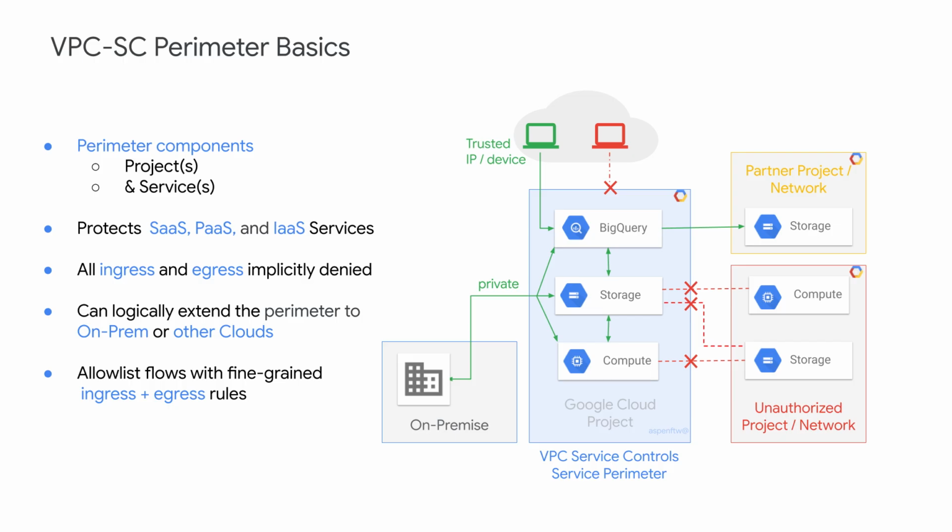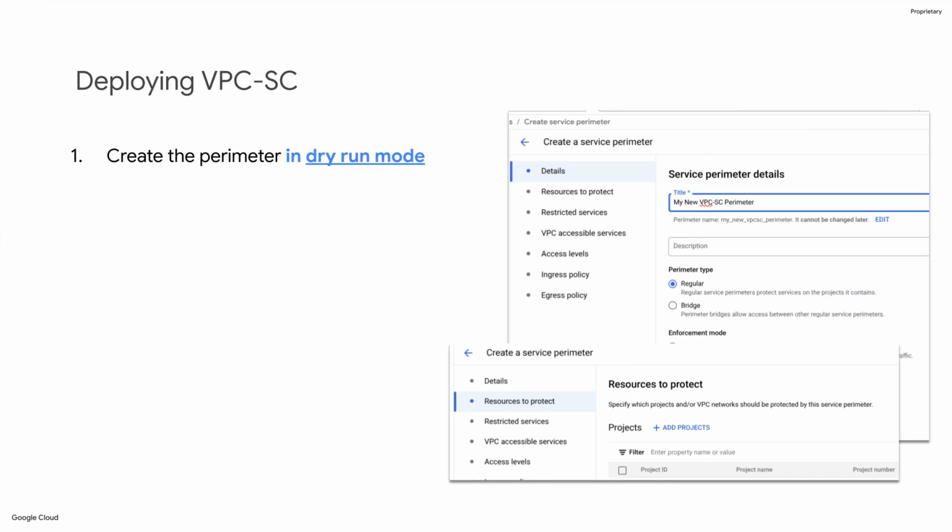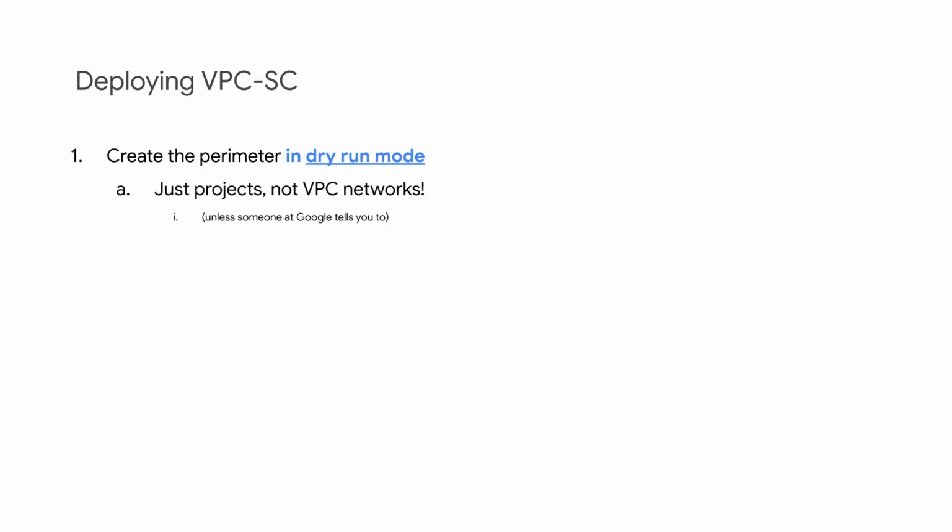The basic idea is you put projects into your perimeter, then restrict the services you want VPCSC to protect, and then allow list flows as needed. There are some steps you can follow to help get your perimeter up and running. First, create your perimeter in dry run mode and add your projects to it. Just projects. Don't add VPC networks unless you've got a specific corner case and someone at Google tells you to.